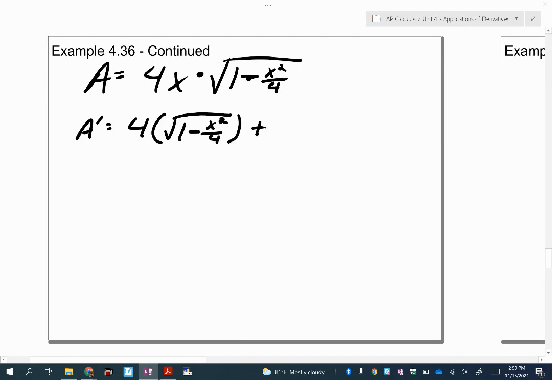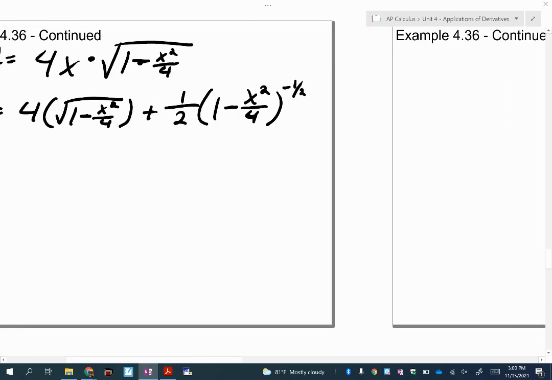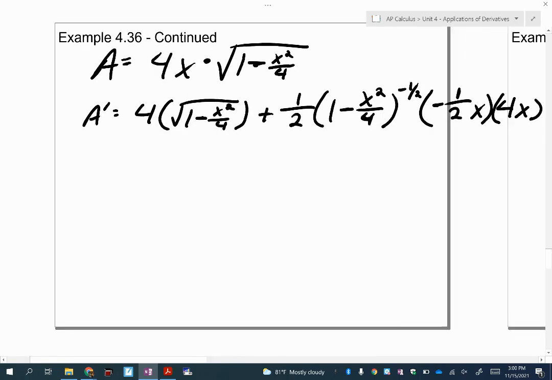And then plus the derivative of this square root, watch how I do it. It's going to be 1/2 times 1 minus x squared over 4 to the negative 1/2 power times the derivative of the inside. The derivative of 1 is 0. So the derivative of negative 1/4 x squared is going to be negative 2/4, or negative 1/2 x to the first power. Don't forget to multiply times the other one, 4x.